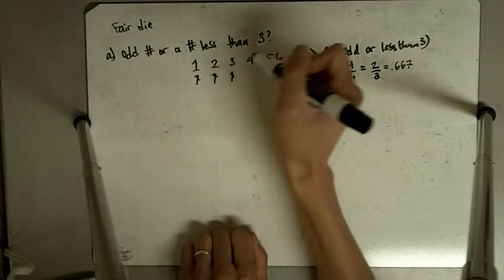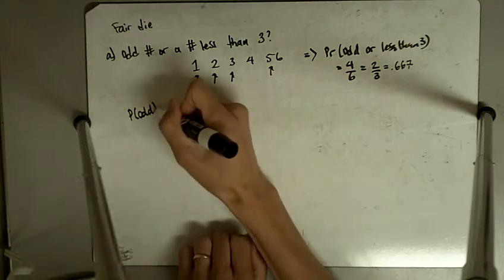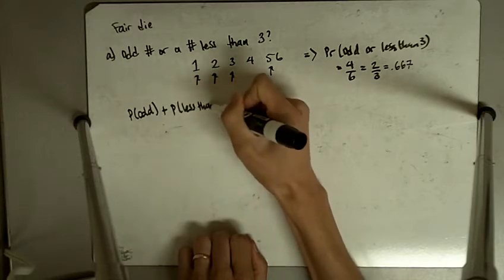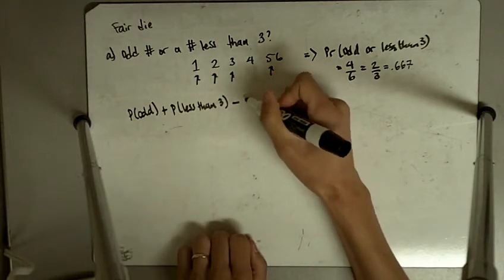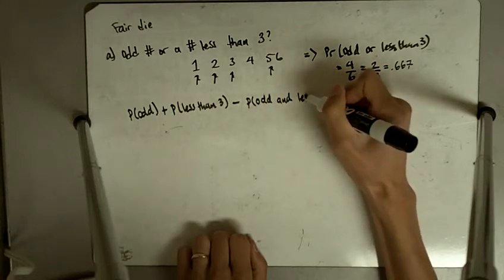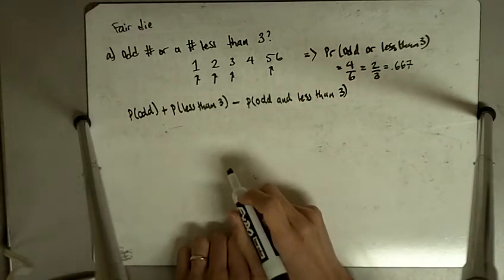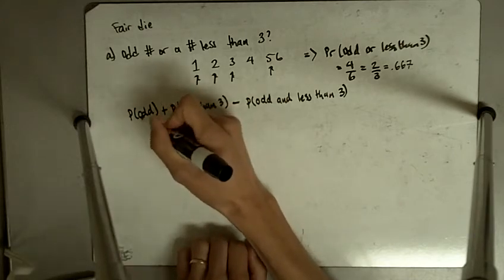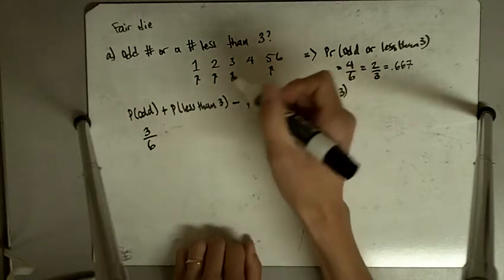Okay, and in this case we're going to do the probability of being odd, plus the probability of being less than 3, minus any overlap, minus the probability of odd and less than 3. So in this case, the probability of being odd, that's going to be out of the 6 numbers, 3 of the numbers are odd. 1, 3, and 5.